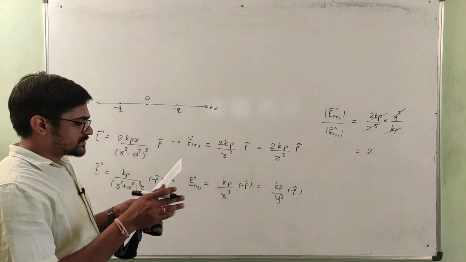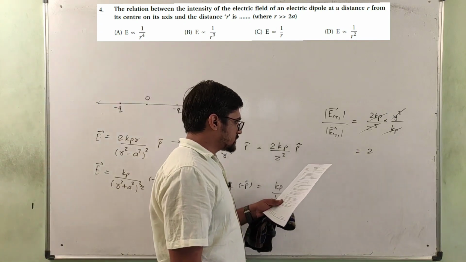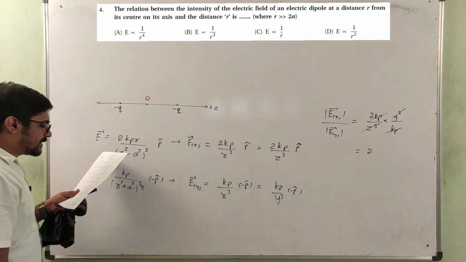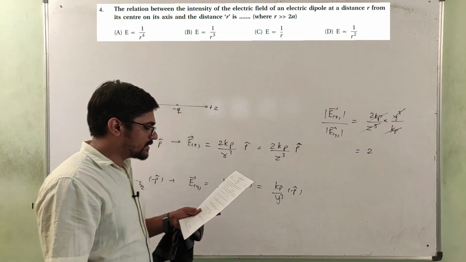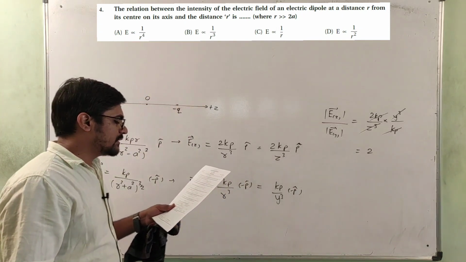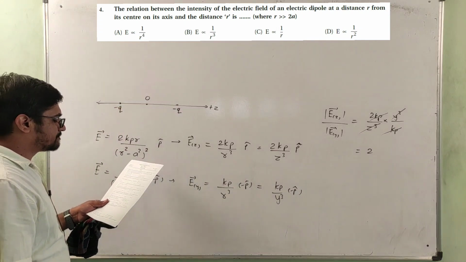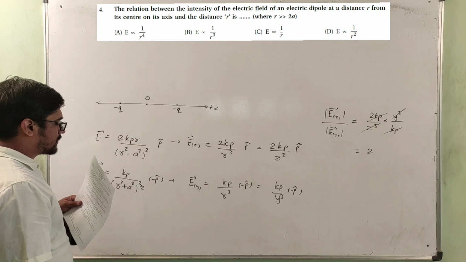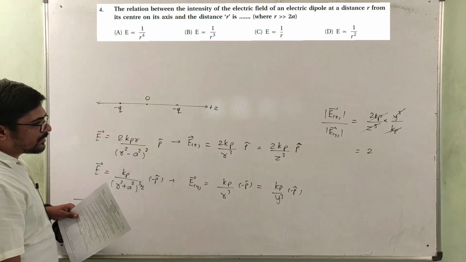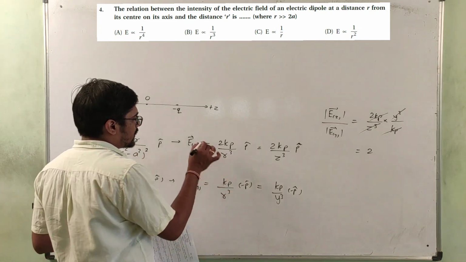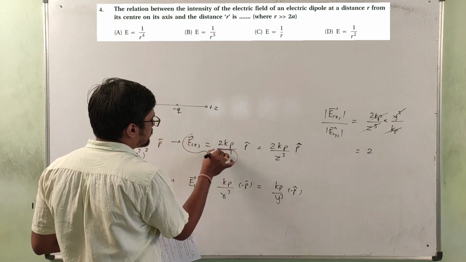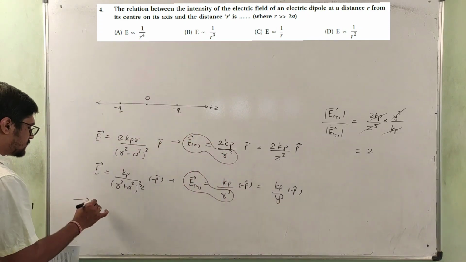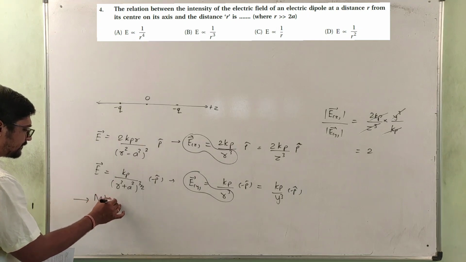The fourth question is also from this topic. The relation between the intensity of electric field of a dielectric dipole at a distance r from its center on its axis and the distance r is. Relation between electric field and distance is what? For r very much greater than 2a, the electric field is inversely proportional to r cube for dipole for both cases. So remember this note.